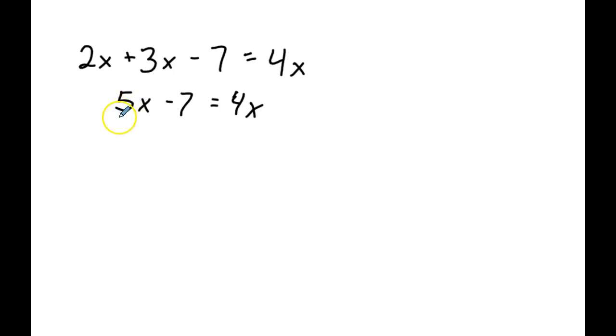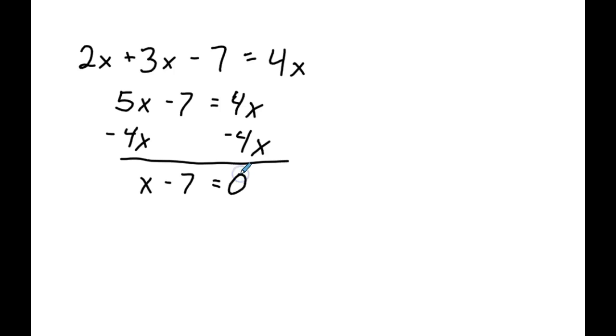We could subtract 5x to the other side of the equation, or we could subtract 4x to this side of the equation. I'm going to choose to subtract 4x to this side of the equation. That way I'm going to keep the coefficient in front of my variable positive. So we subtract 4x, 5x minus 4x is just going to be 1x, or just x. x minus 7 equal to 0.